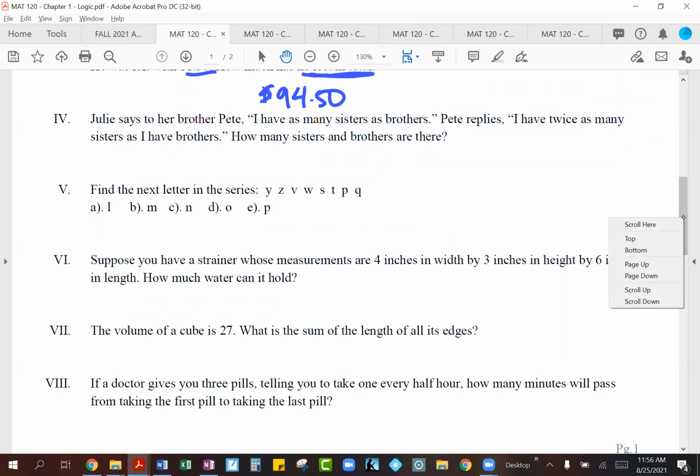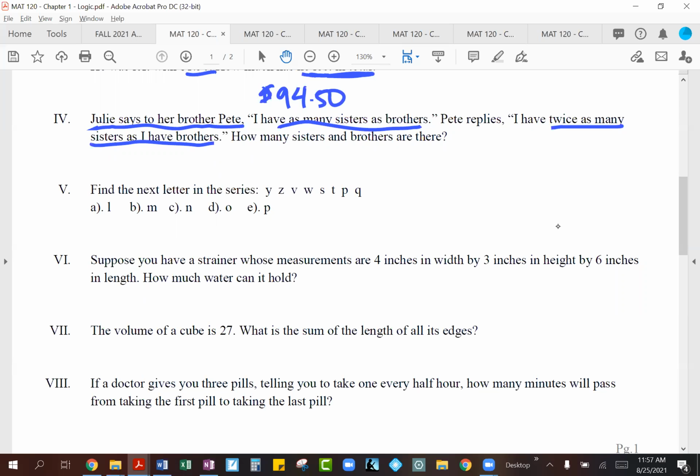So this one says, Julie says to her brother Pete, "I have as many sisters as brothers." So she has the same number of sisters as brothers. Pete replies, "I have twice as many sisters as I have brothers." So for Julie, if she has 10 sisters, she has 10 brothers. Pete is saying, I have twice as many sisters as brothers. So from his perspective, if he has 10 brothers, then he has 20 sisters. And of course, I'm exaggerating these numbers.